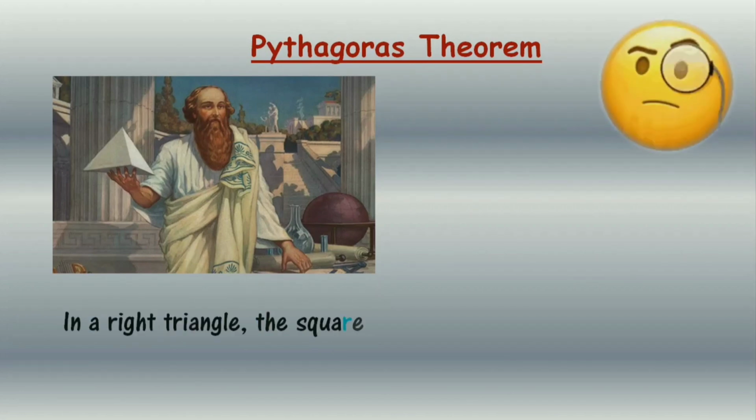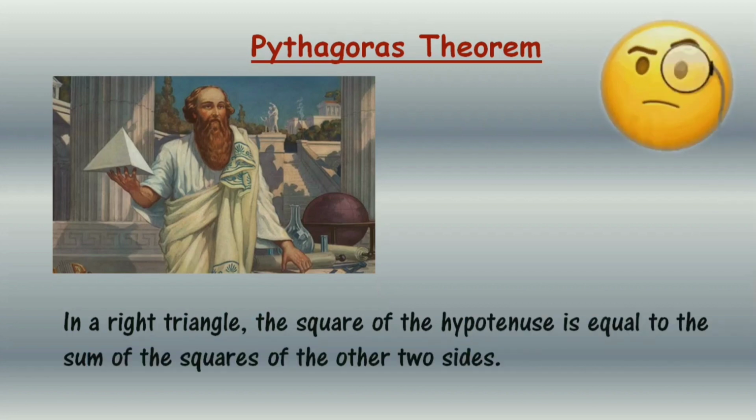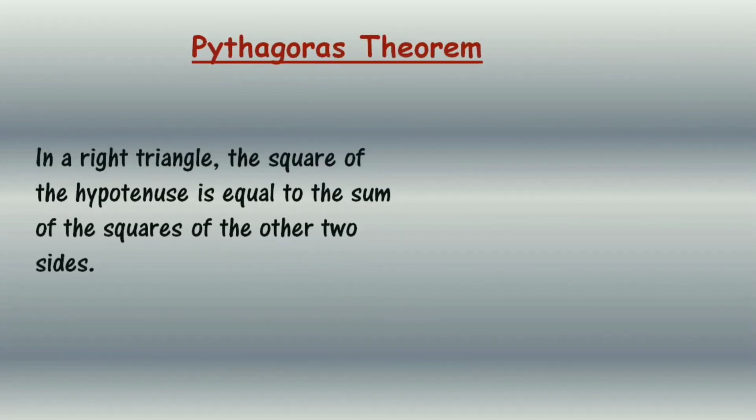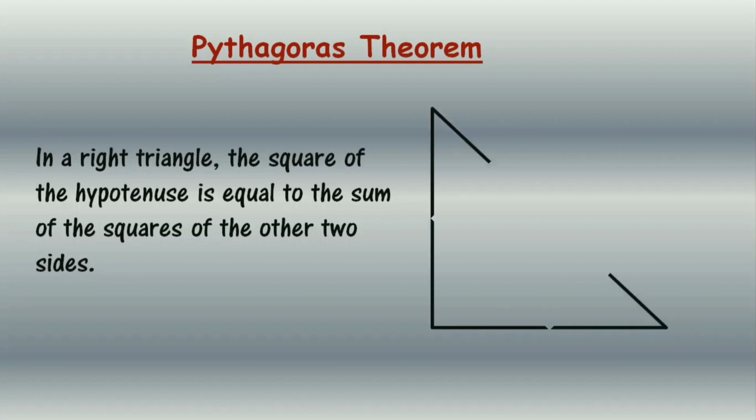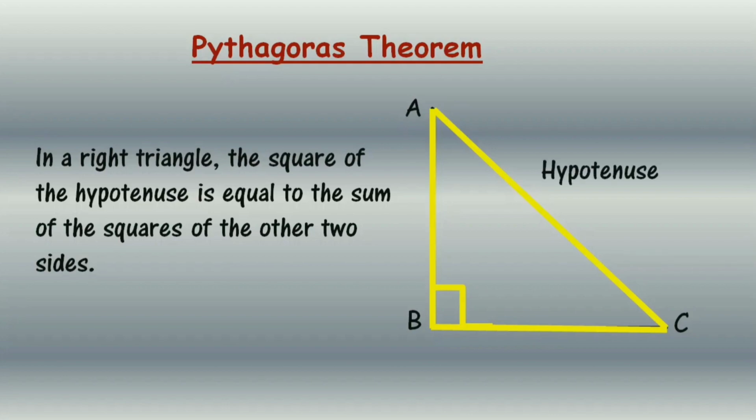In a right triangle, the square of the hypotenuse is equal to the sum of the squares of the other two sides. Let us look at each of its terms with the help of an example. But before we start with our example, we need to learn a few terms first which are essential to understand. Now visualize a right triangle ABC with angle B 90 degree. In this diagram, AB and BC are legs of this triangle and the side opposite to the right angle, which is AC, is called the hypotenuse and is the longest side of the triangle.